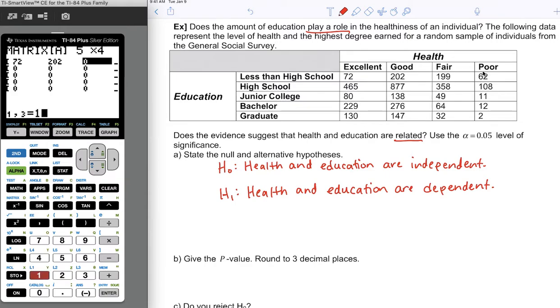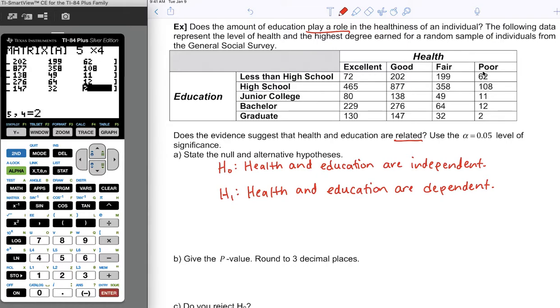202, 199, 62, now we're on the second row, 465, 877, 358, 108. Next row, 80, 138, 49, 11. Next row, 229, 276, 64, 12. And last row, graduate degree, 130, 147, 32, 2.